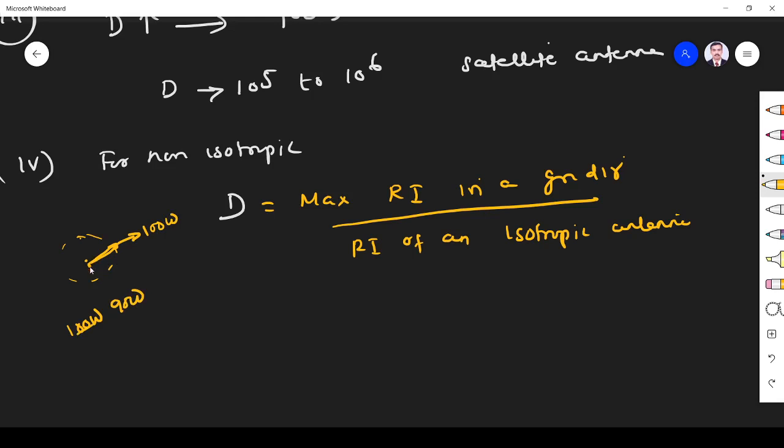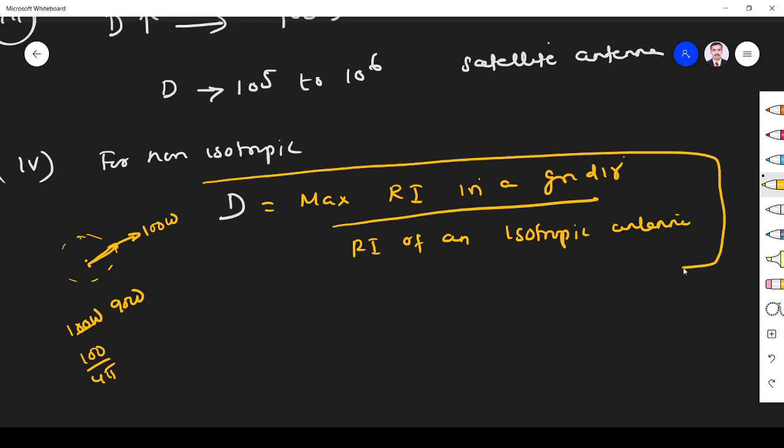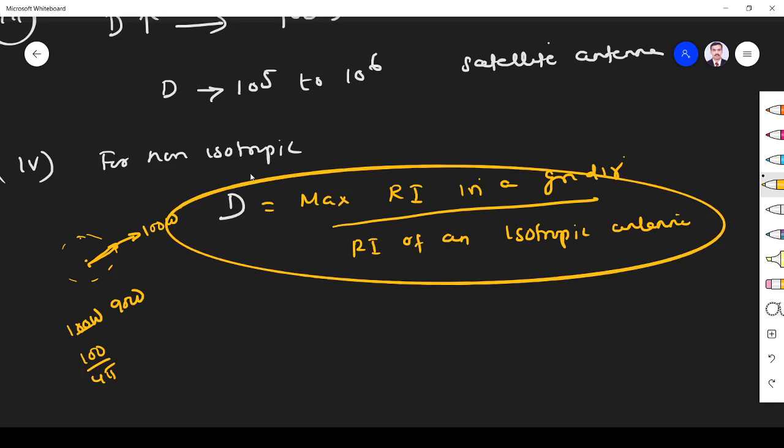But an isotropic antenna radiates equally in all directions. That means 100 divided by 4 pi only will be radiated in a particular angle. So in this angle it will be less. That is giving the meaning of directivity: the maximum radiation intensity in a given direction to the radiation intensity of an isotropic antenna in the same direction.